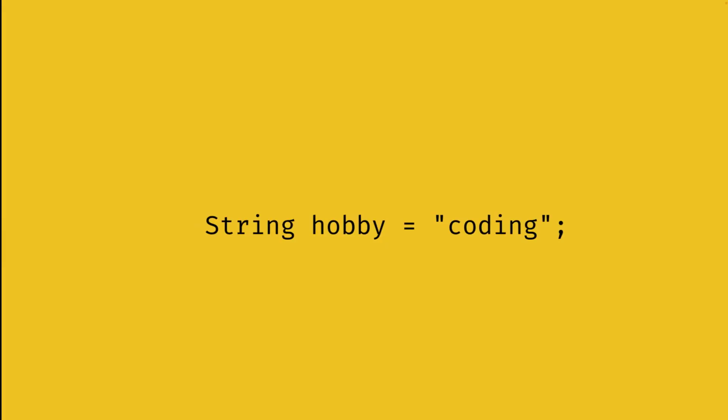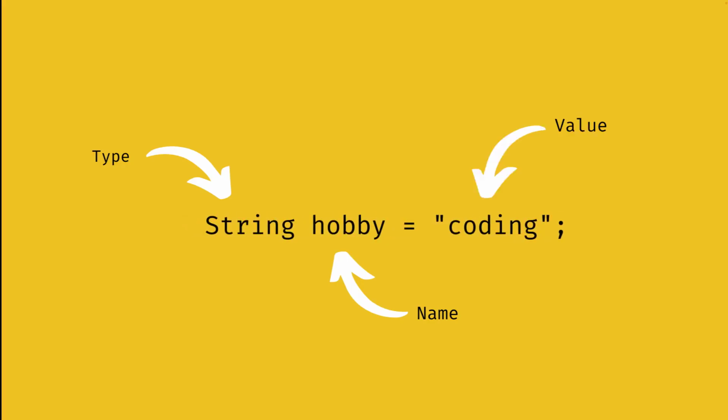And here's another example. String hobby = "coding". String is the type. This is the type for text values. hobby is the name of the variable. And coding is the value of the variable.